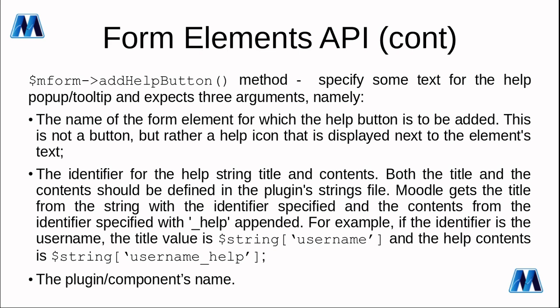Okay, the identifier, help string title and constants. Both the title and the contents should be defined in the strings file. So Moodle gets the title from the string with the identifier specified, and the contents from the identifier specified with an underscore help appended. For example, if the title value is username, then the help contents will be username_help. And then the final parameter for add help button is the plugin component's name for where the strings would come from.